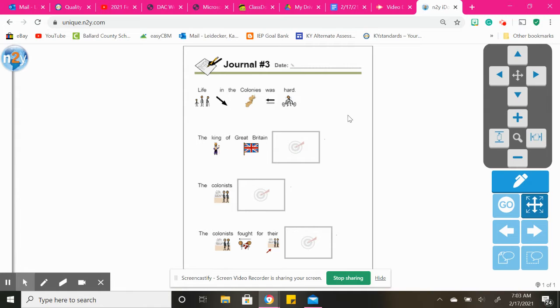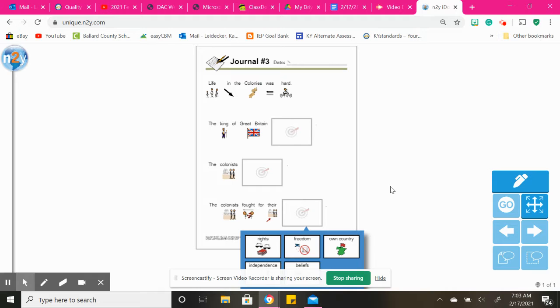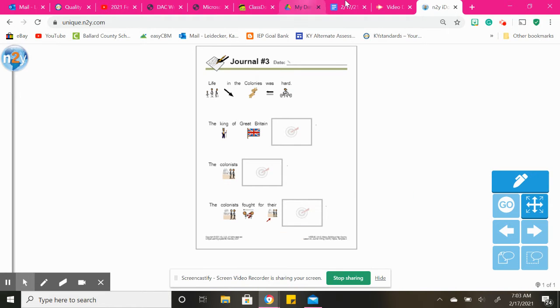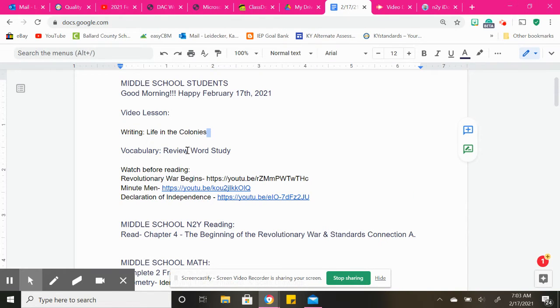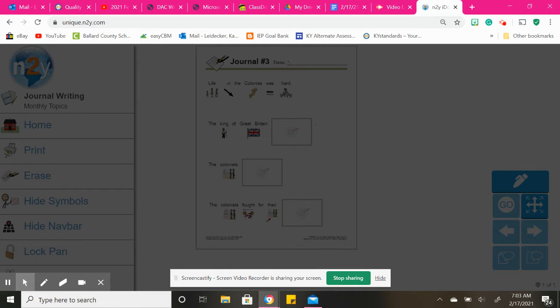Life in the colonies was hard. The King of Great Britain did what? The colonists, you choose there, and then the colonists fought for there, and then you choose the answer for that. And then you will review your vocabulary words in your word study box.